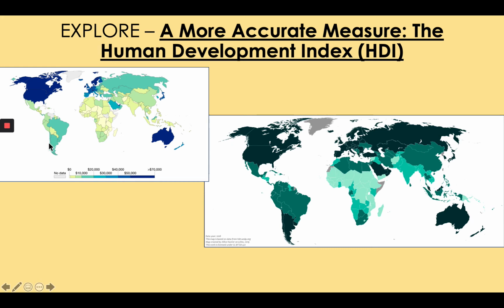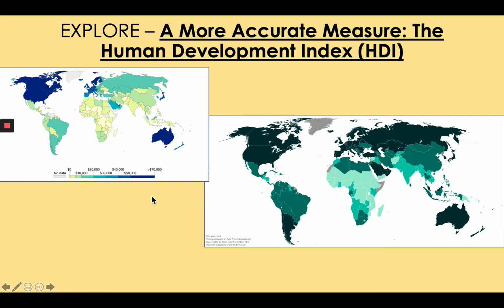Similarly, according to GDP per capita, Chile is similar to Argentina and to Brazil. However, according to the Human Development Index, Chile and Argentina are much better than Brazil because people in Chile and Argentina live longer and are generally more educated.